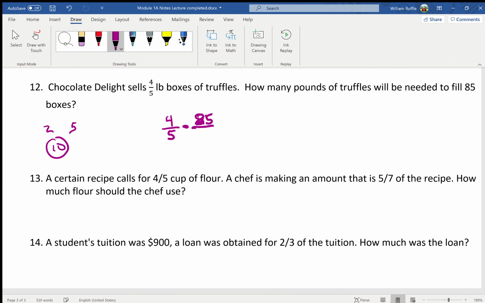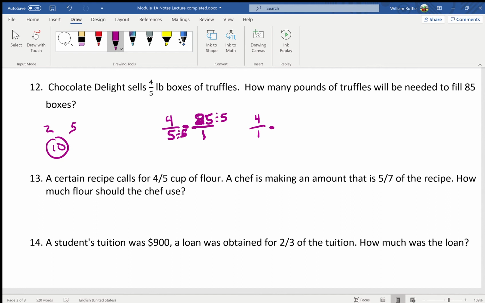4/5 times 85. Now I have to make 85 into a fraction, so I put it over 1. We should notice these are both ending in a 5, so they are both divisible by 5. So when I rewrite this, this is 4 over 1 times... Now 85 divided by 5. Now we have to look it up on the multiplication chart. I don't have a multiplication chart here.